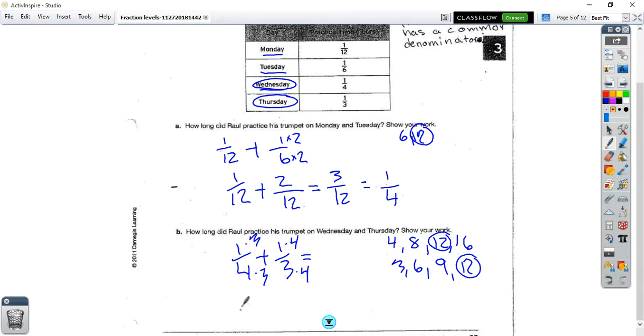So I'll have 1/3, 1 times 3 is 3. 4 times 3 is 12, plus 1 times 4 is 4. 3 times 4 is 12. And I get 3 plus 4 is 7/12 total for all 4 of these days.